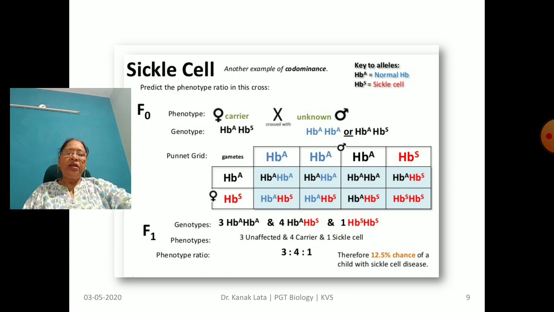Here also there is a cross between carrier female and normal or carrier male showing different phenotypes. When female is carrier and male is normal, then 50% progeny will be normal and 50% will be carrier. But when both the parents are carrier for the disease, then 25% will be normal, 50% will be carrier and 25% will be sickle cell anemia.